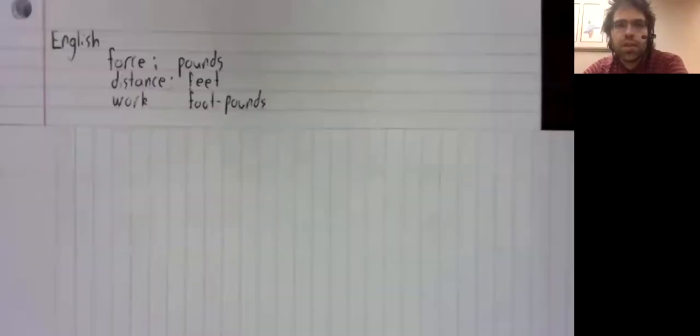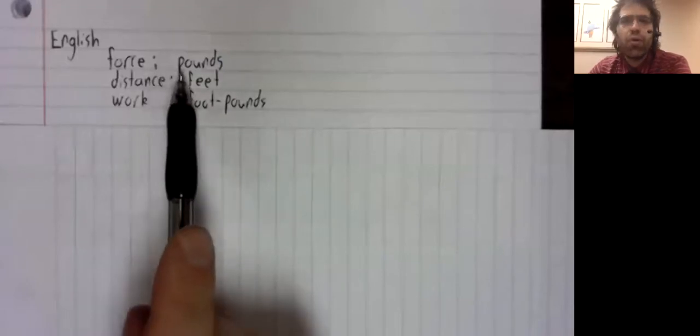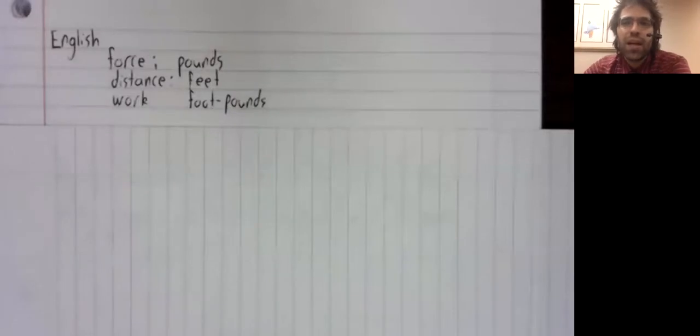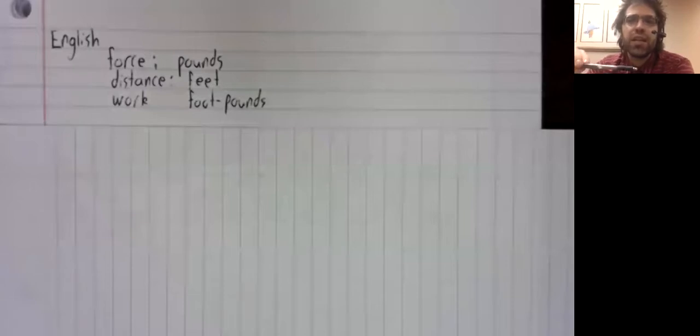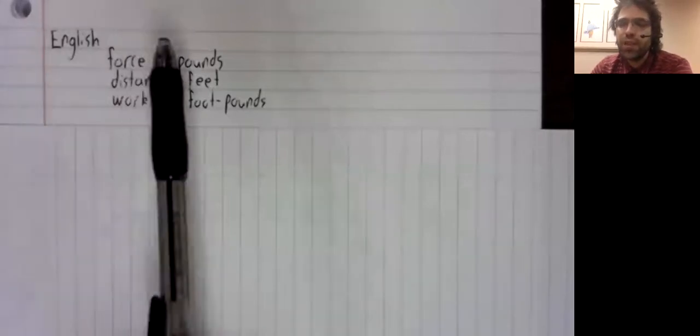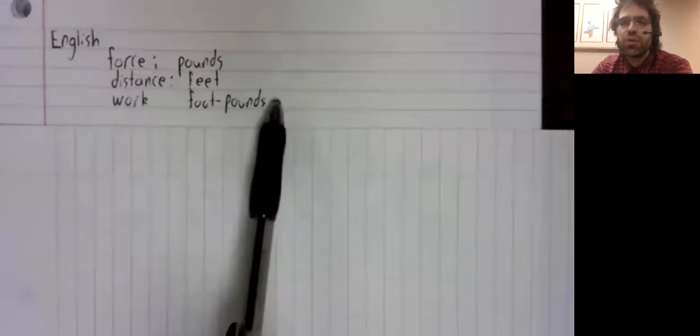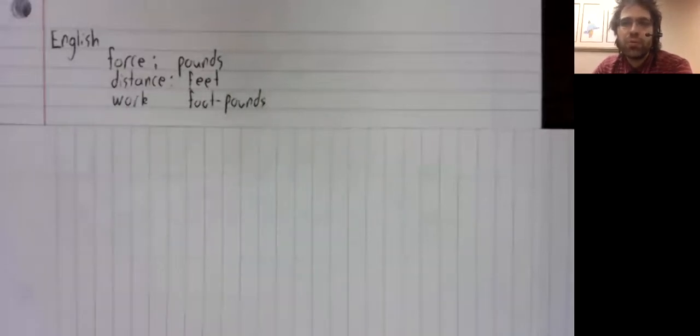problems because you see that force is measured in pounds. And the force required to lift an object at a constant rate of speed is precisely the weight of the object in pounds. So this is very nice for this type of problem. Then distance is measured in feet, work is measured in foot pounds.